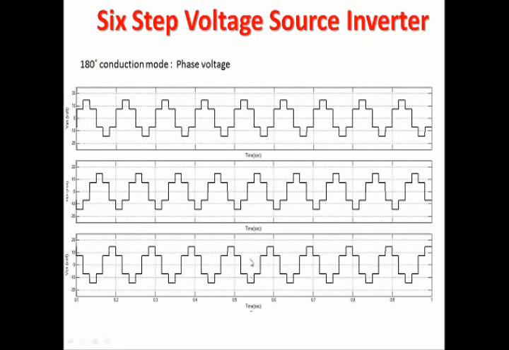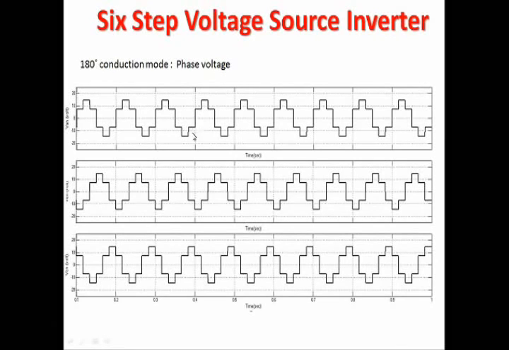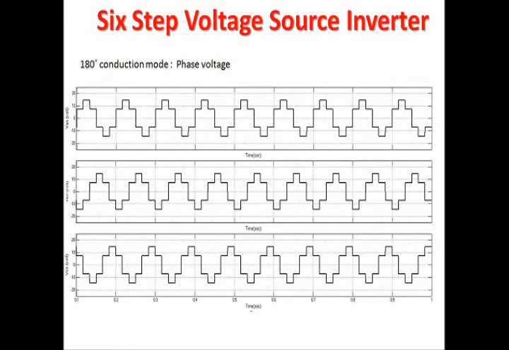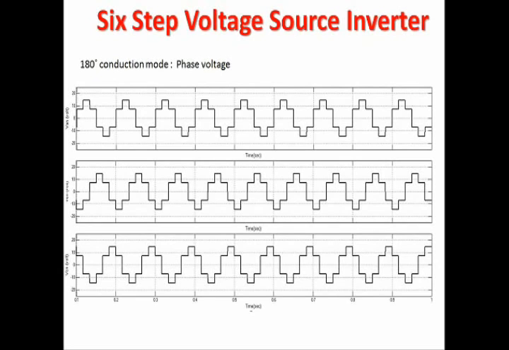These three waveforms are representing the phase voltage, and take a complete waveform. It is a complete waveform, so it is a square waveform here. One complete waveform has 6 steps. Check out here: step number 1, step number 2, step number 3, step number 4, 5, 6.